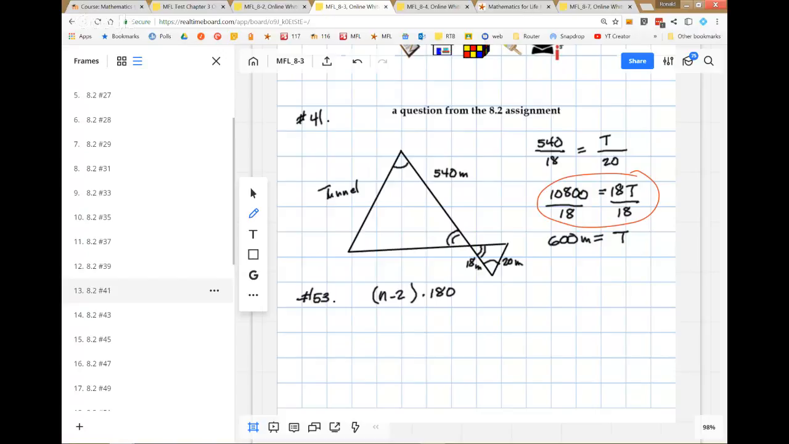Anyway, similar triangles allow you to find heights, and here we found the length of a tunnel without digging into the rock. Yeah, it comes in very handy.